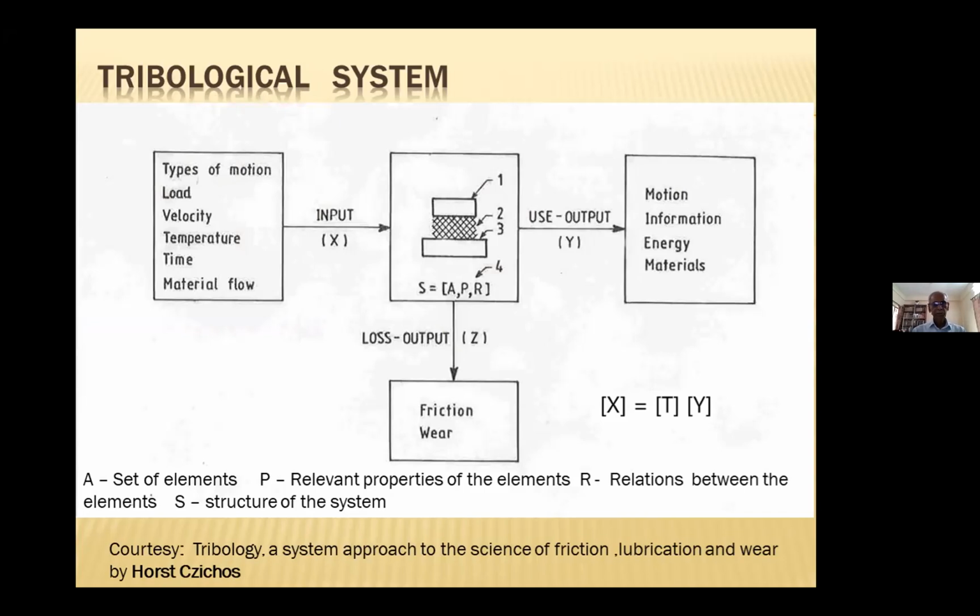Now, a tribological system shown in the central rectangle here consists of mainly three things. Number 1 and 2 are the two sliding surfaces. 1 and 3 slide against each other. And 2 is a lubricant.